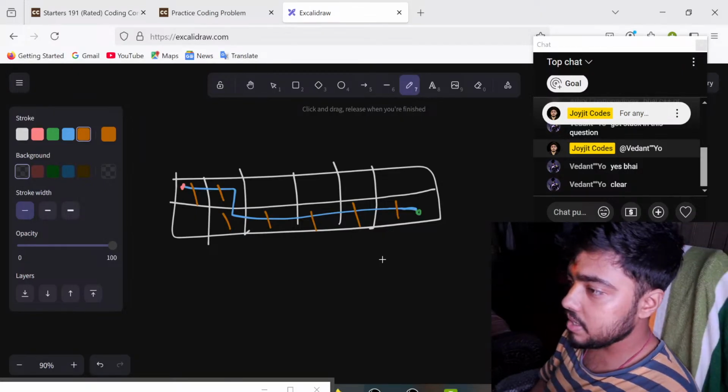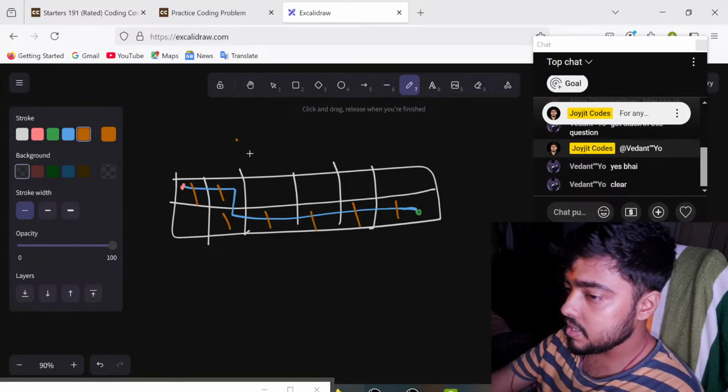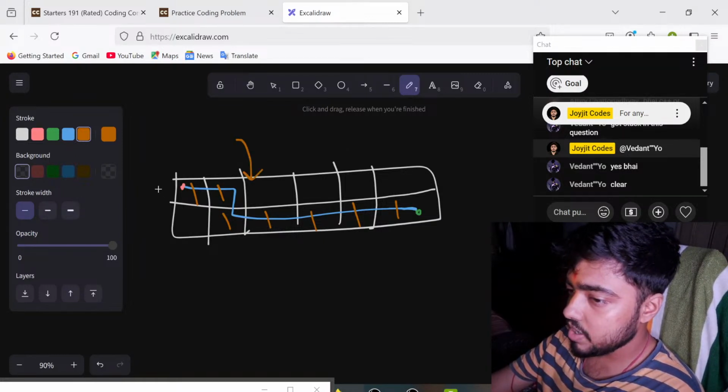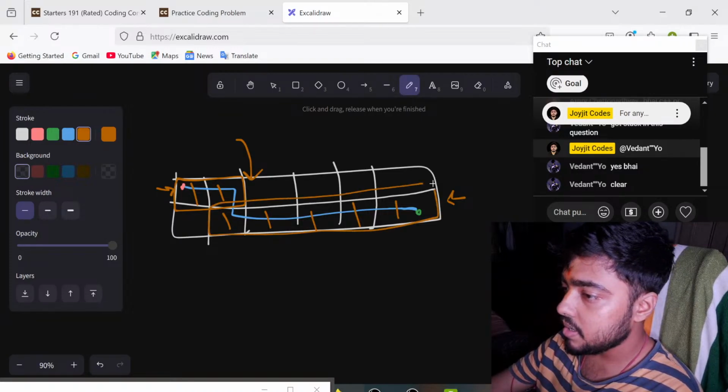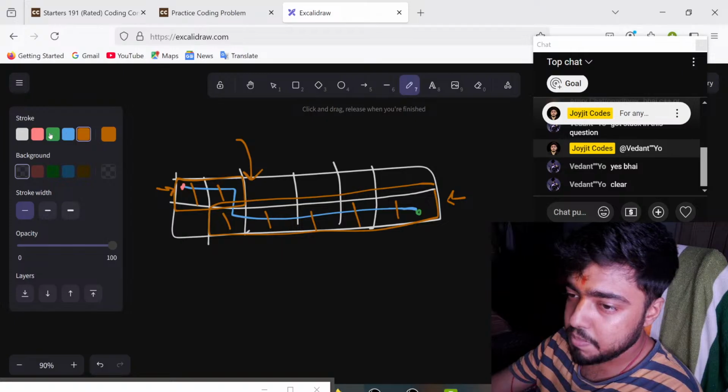So one thing you can see is that in this first array there are consecutive ones at the beginning, and in this second array there are consecutive ones at the end, and the ones are in such a manner that if I am considering some position, I can't use some other color.